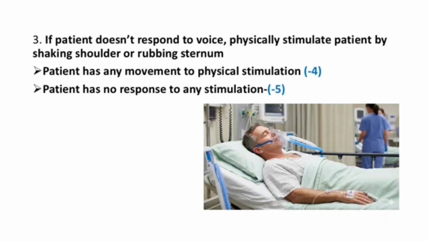And the third step is, if the patient does not respond to voice, we have to physically stimulate the patient by shaking the shoulder or rubbing the sternum. If the patient has any movement to physical stimulation, -4. If the patient has no response to any stimulation, that means -5. So when he is not responding to voice or movement, that means he is under deep sedation, -5. And if he responds to stimulus, that means -4. So that's all about the Richmond Agitation-Sedation Scale.